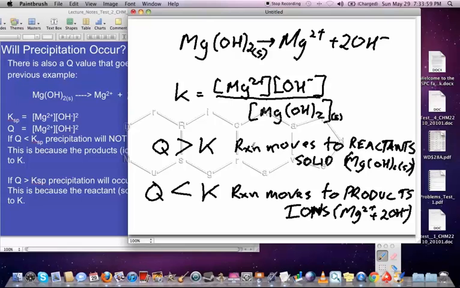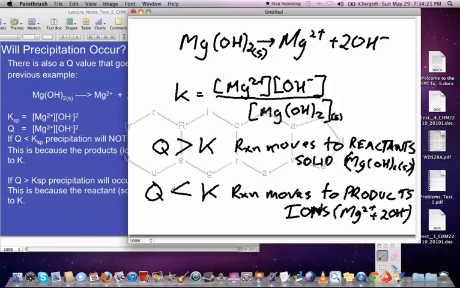The reason for that is because Q will want to get smaller, and it can get smaller, get closer to K, by making this larger. Therefore the reaction will move towards the precipitate side, or the solid side. So that's why over here I was saying that if Q is greater than Ksp, precipitation will occur.